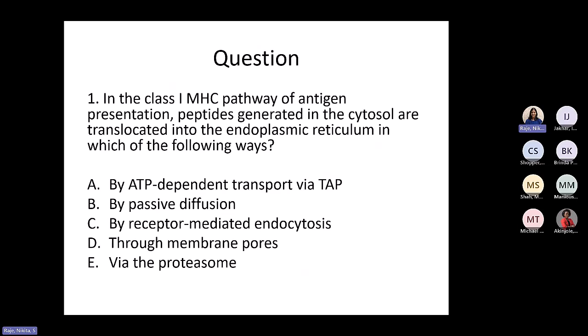Okay, back to our questions. In the class 1 MHC pathway, peptides generated in the cytoplasm are translocated into the endoplasmic reticulum in which of the following ways? Should be TAP, A. Sounds good. By ATP-dependent transport via TAP is the correct answer.